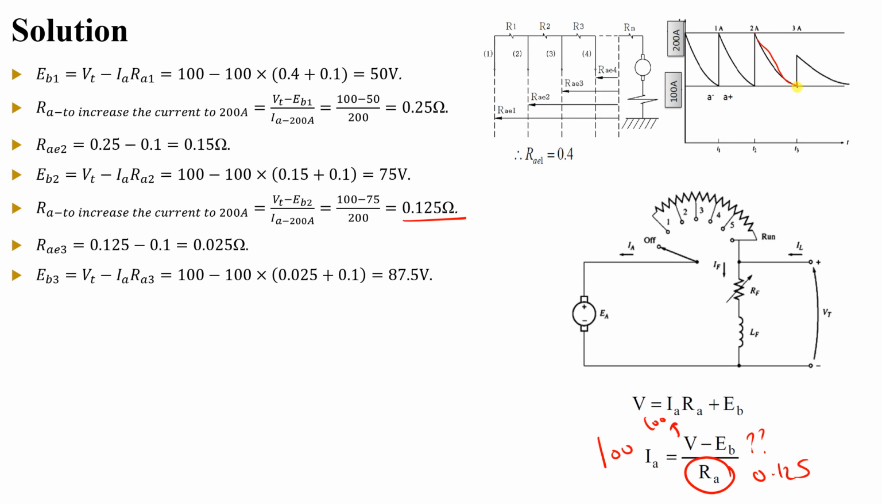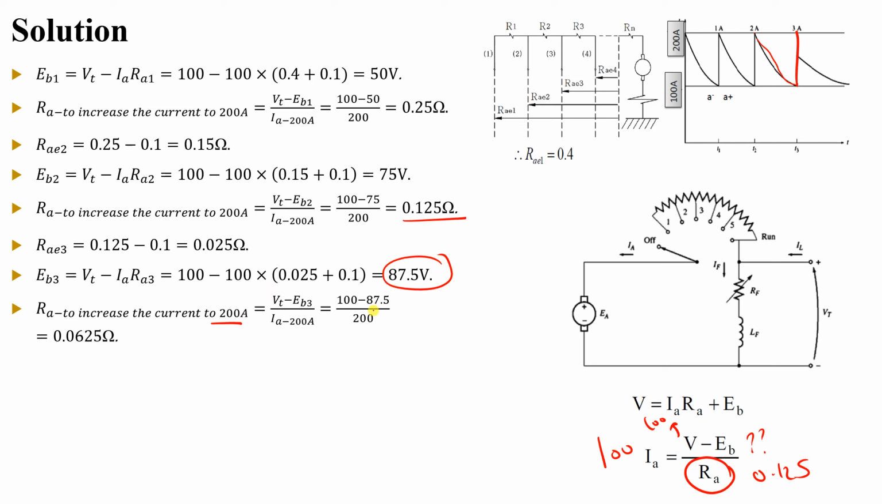I would like to know, at 200 amperes, what will be our resistance. So RA to increase the current to 200 amperes will be V terminal, which is 100, minus the new E back, divided by the current of 200 amperes. This gives us the new resistance 0.0625. So for the current to go from here to here, we should have a resistance of 0.0625.